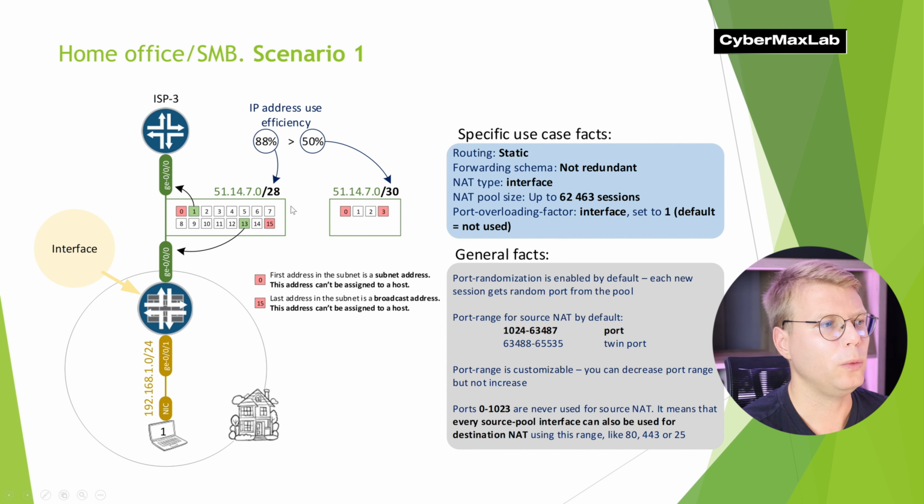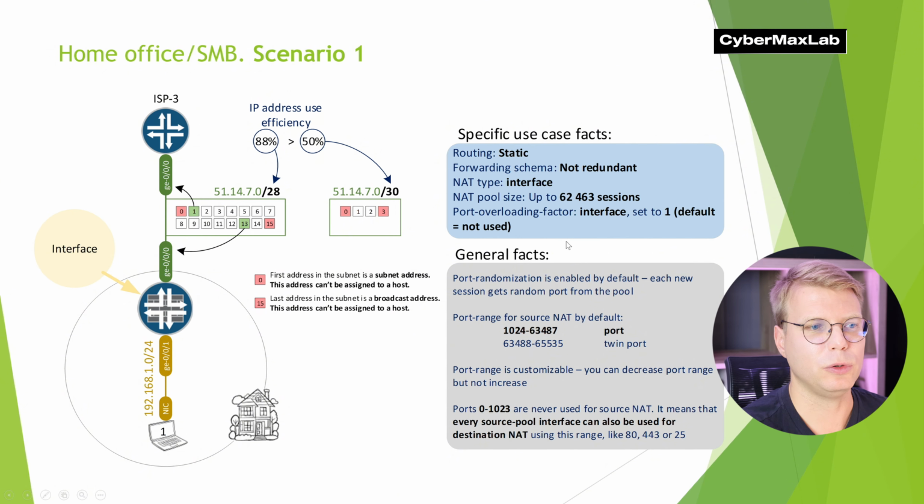In this scenario, we'll be using something called interface Source NAT. In this case, all the traffic from the private address will be translated to the public address of the outgoing interface toward the provider. Some specific use case facts. The routing will be static. It's a non-redundant forwarding schema because we have just a single ISP and single router. The NAT type is interface, and the pool size is 62,463 sessions. And we don't use the port overloading factor feature, which we'll describe in detail a little bit later.